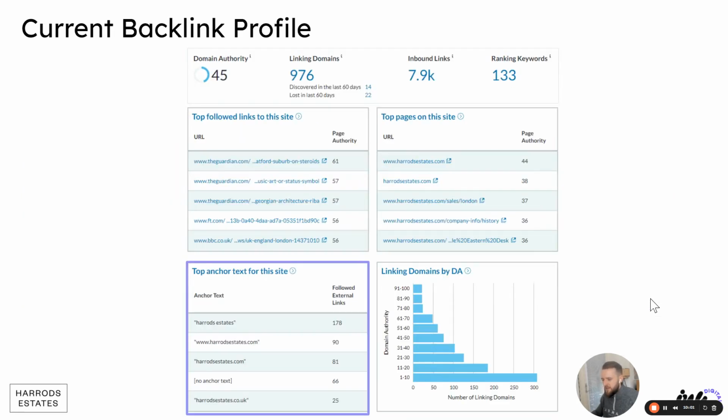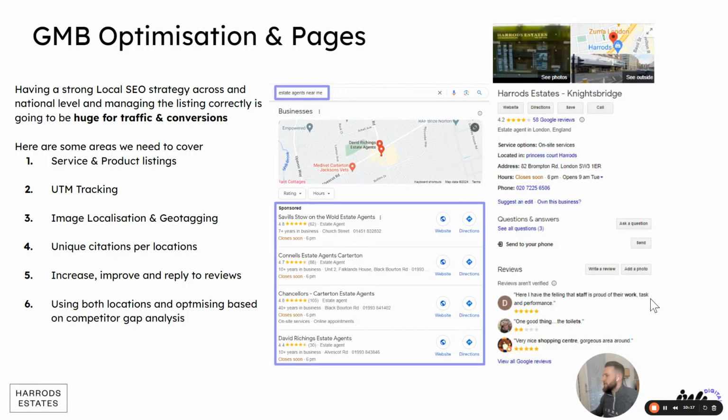Once we've looked at the keyword research and the competitor analysis, I'd look at their current backlink profile to understand, is that performing well for them? Is it optimized based on the keywords we mentioned? In this case, you can see it's all branded, whereas it should probably be more focused on the keywords we're targeting.